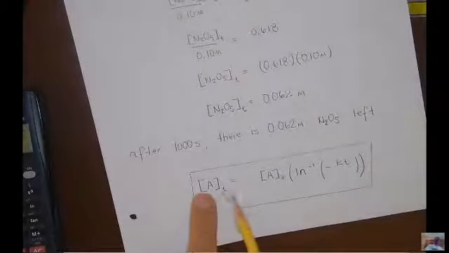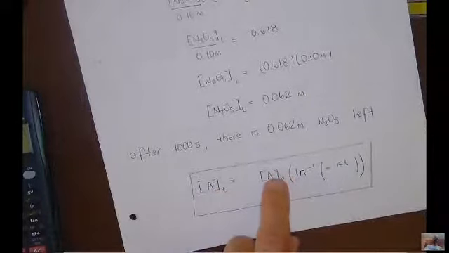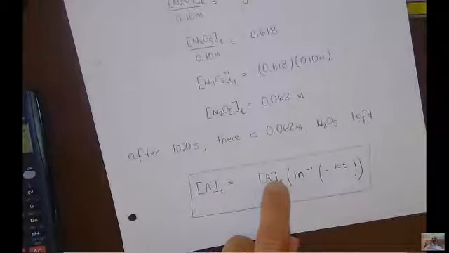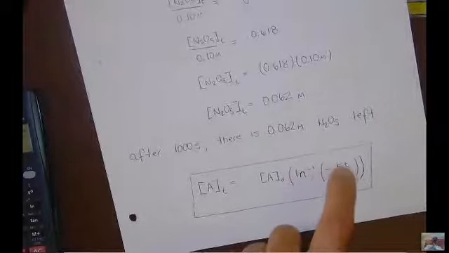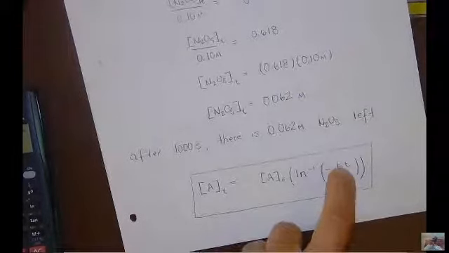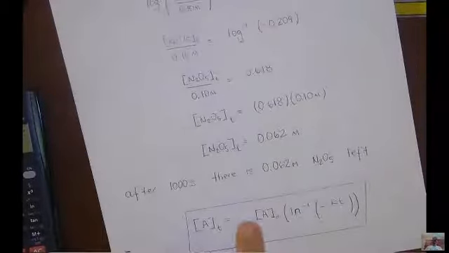The way to write the formula is if you want to know how much material you have after a certain amount of time, in our case, 1,000 seconds, it's going to be equal to the initial amount of material, in our case 0.1, times the antilog of negative kT. So just kT. So this is a nice rearrangement of this original formula.